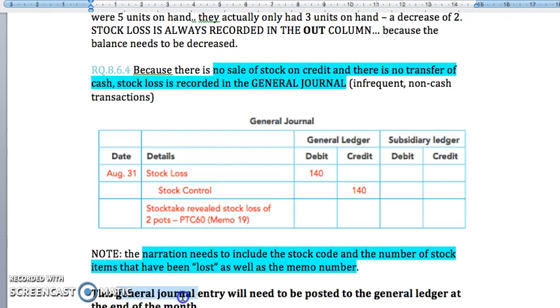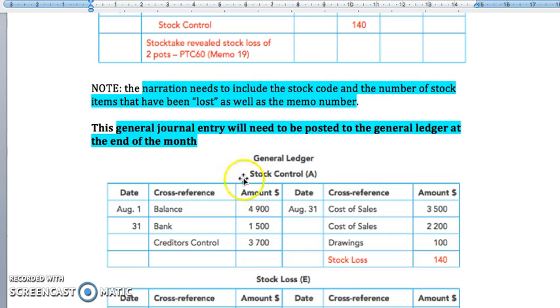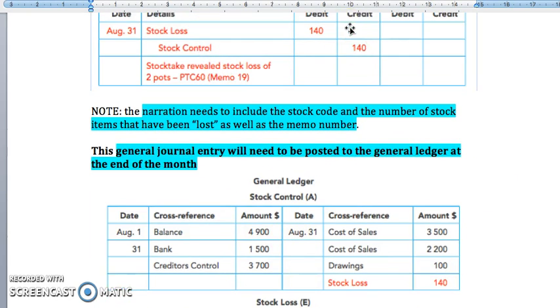The general journal entry will be posted to the general ledger at the end of the month, just like we always do. To have an example, this is the stock control. We are decreasing stock control, so it's a credit entry. Therefore, our credit is going to be the 140. The other side, the debit as a result of this credit, is stock loss.